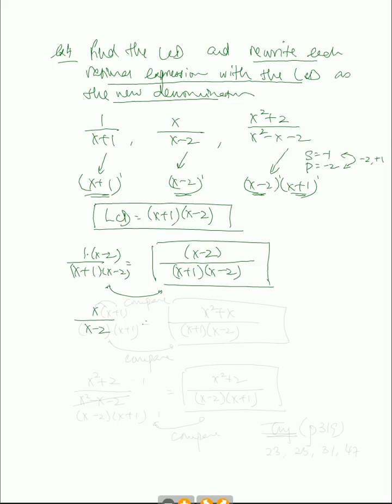Let's try the next one, x over x minus 2. So again, you want x plus 1 and x minus 2 as the new denominator. So again, compare. That's always the case. Compare. Same here. You notice you're missing the x plus 1. So that means I have to multiply by x plus 1 for the top as well. This is multiplication, so I have to distribute. So you're no longer an x, you're now x squared plus x. And that's what we want.